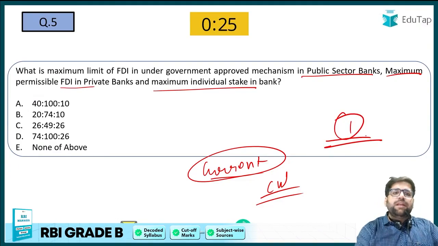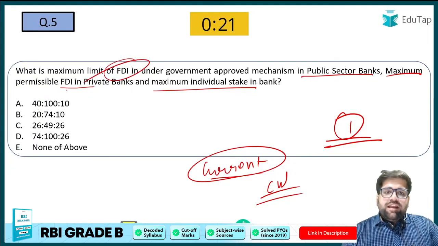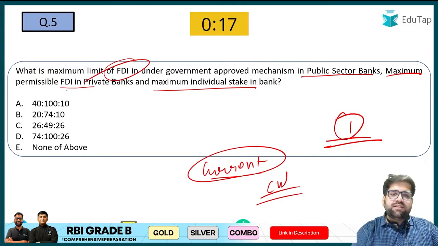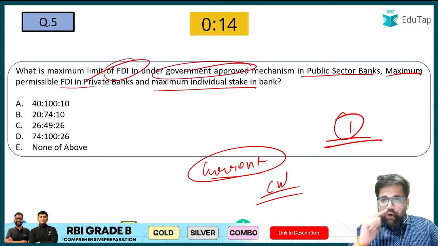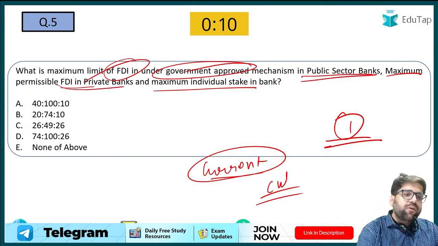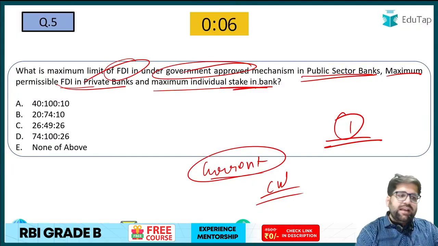So you just have to tell me under FDI. FDI stands for foreign direct investment. So under FDI, what is the limit set by government approval? This is government approved, not automatically approved. The mechanism for public sector banks, maximum FDI for private banks, and maximum individual stake in banks. So yes, the correct answer will be B.